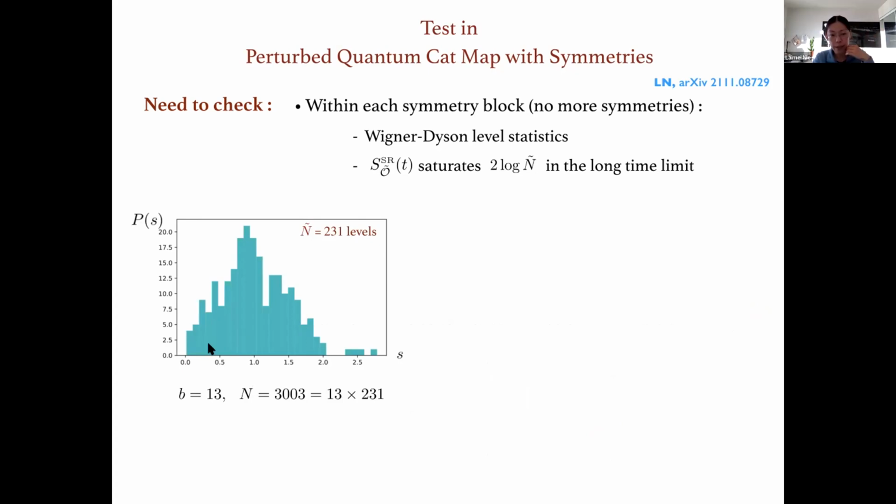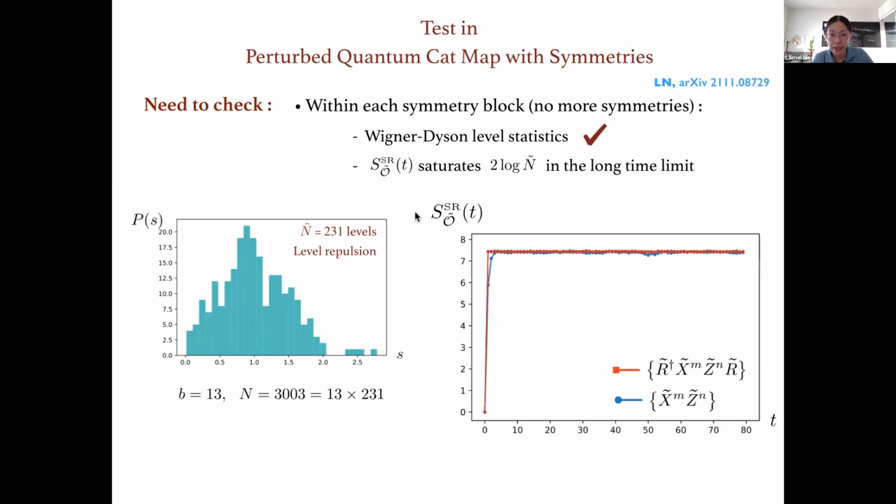So let me plot the level statistics and you see this Wigner-Dyson shape. It's not ideal Wigner-Dyson because 231 is still a small number. You need more energy levels to have a better plot, but we are satisfied. It's not Poisson anymore. Okay, good. So this is checked. And finally, this is the coefficient entropy, the symmetry-resolved coefficient entropy within each symmetric block as a function of time. I hope you can see the two different lines.